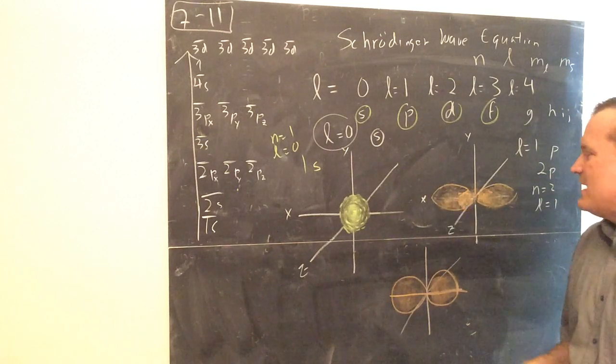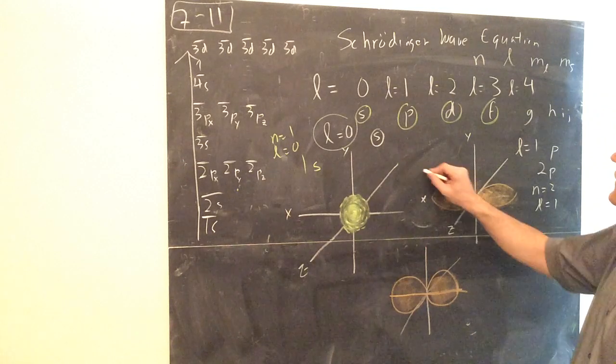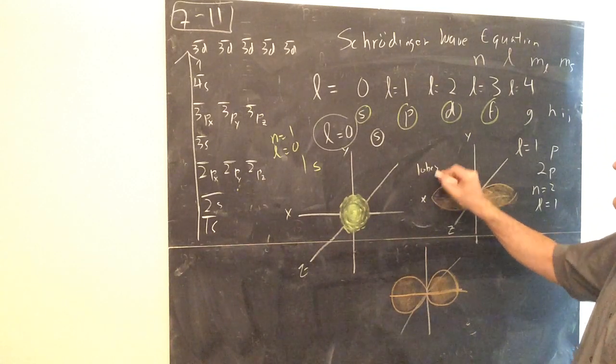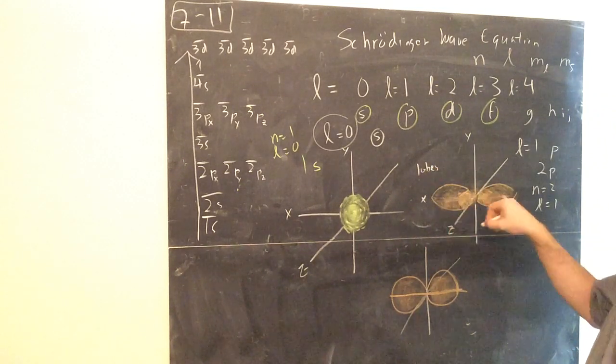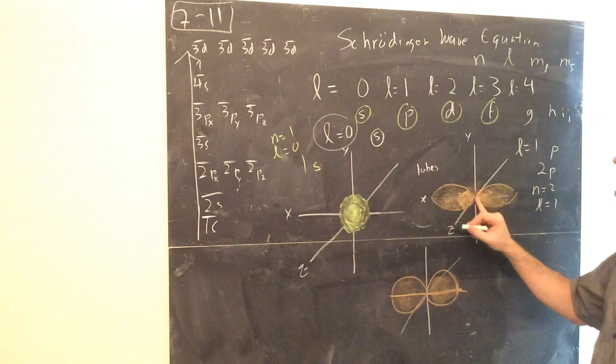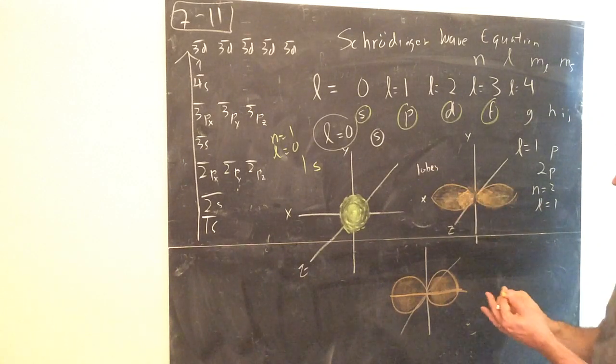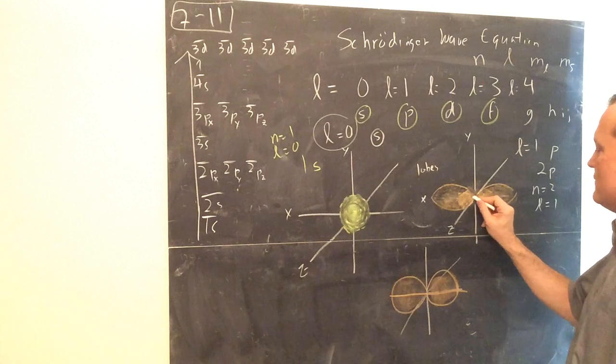Now, a couple of things to tell you about this. These are called lobes of the p orbital. It has two lobes. They are not connected, though it might look like it here. They would not be connected. So they're separate.